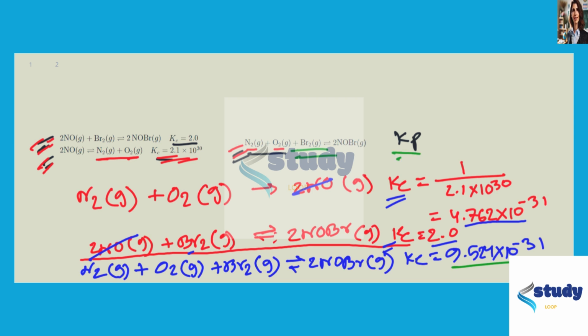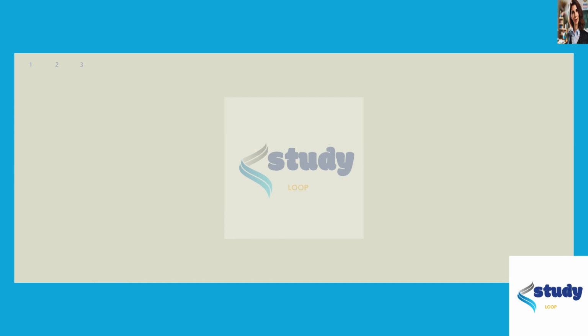Now you have to find out the Kp value for this reaction. So you know that there is a relation between Kp and Kc. Kp is equal to Kc (RT) whole bracket to the power del N. And here we know the value of Kc, which we just calculated. R is the universal gas constant. The value of T is given in this problem as 25 degrees C, or 298 Kelvin. It is given in Kelvin. So we know T, and now we have to find the value of del N.